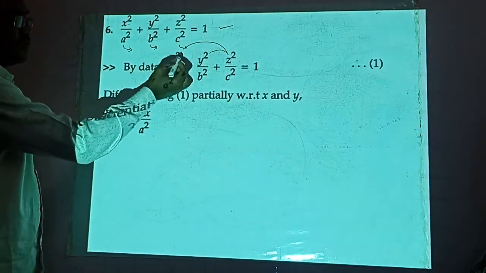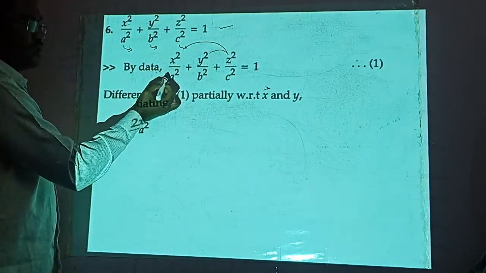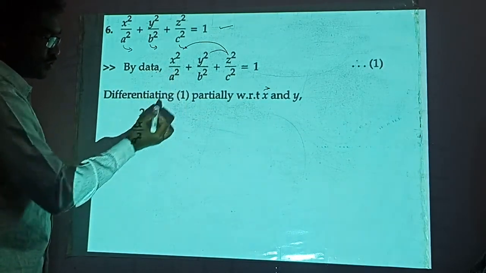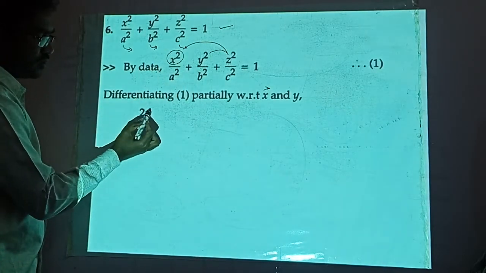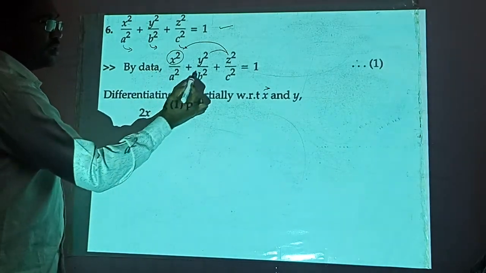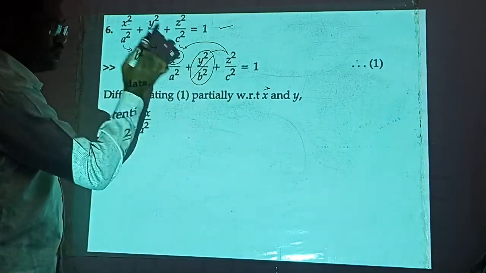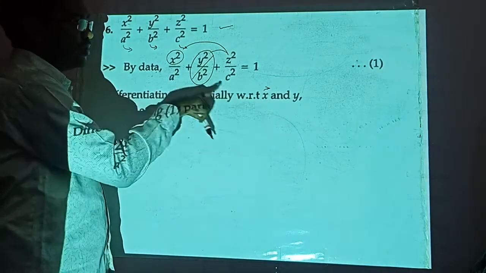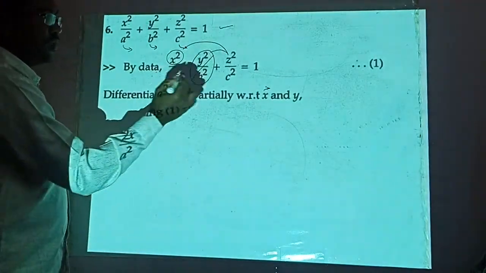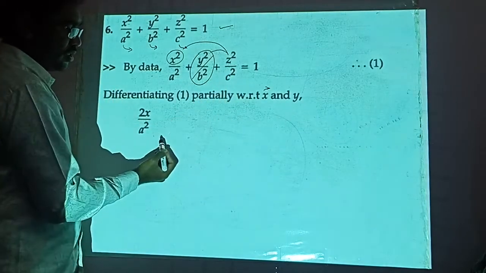If we differentiate with respect to x first, 1 by a square is constant as it is. The differentiation of x square is 2x, plus the differentiation of y square by b square will be 0, because when differentiating partially with respect to x, y is constant, plus 1 divided by c square is constant, we write as it is.